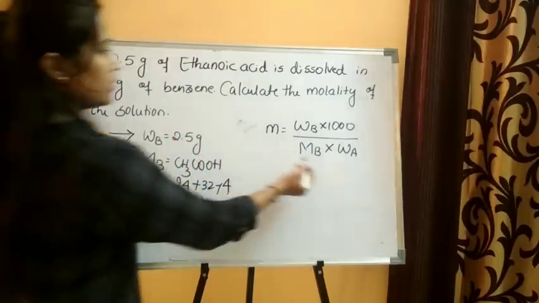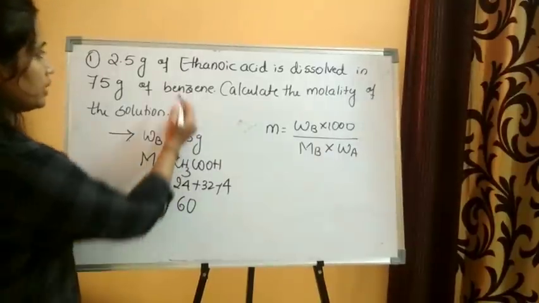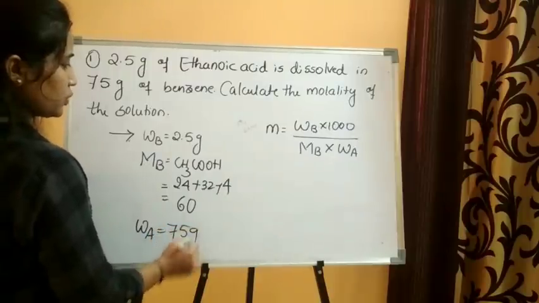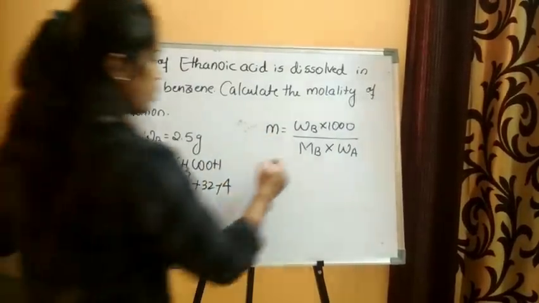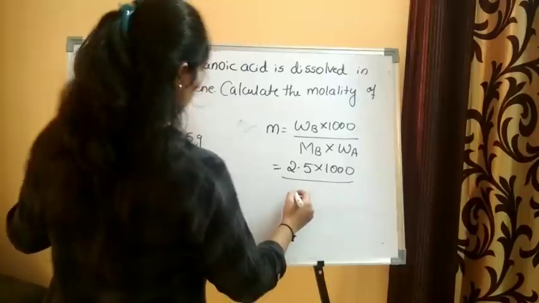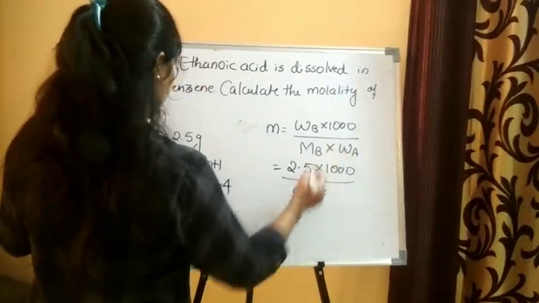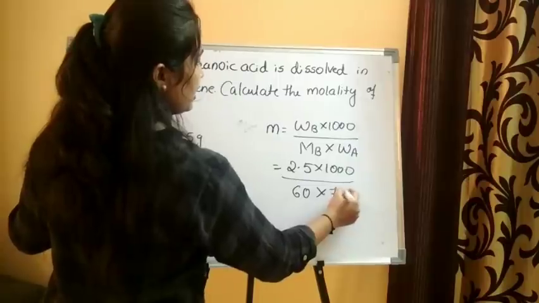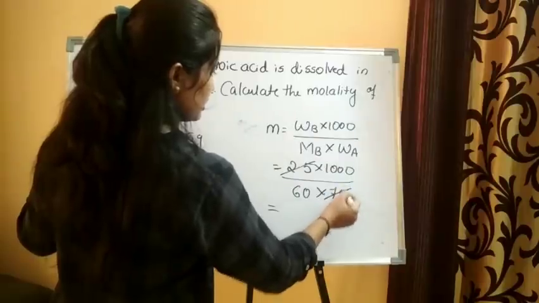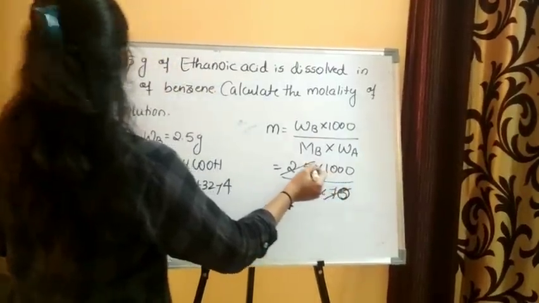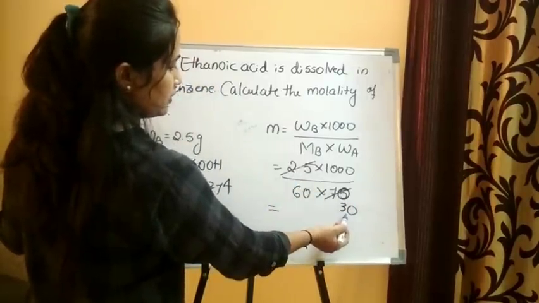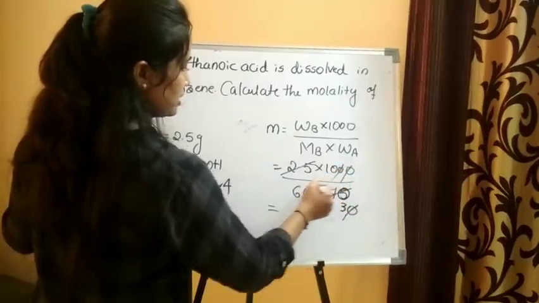Now what else is given? We need WA, the weight of the solvent. Benzene is the solvent here, and its weight is 75 gram. When you have all the values, you can directly substitute in the formula. WB is 2.5, 1000 over here, MB is 60, and the weight of the solvent is 75 gram. When you solve, 30 times 2.5 gives 75, so cancel the zeros.